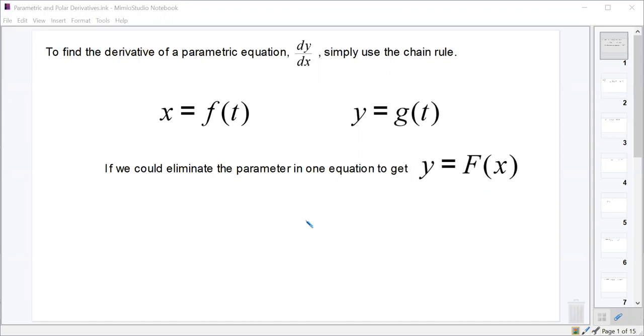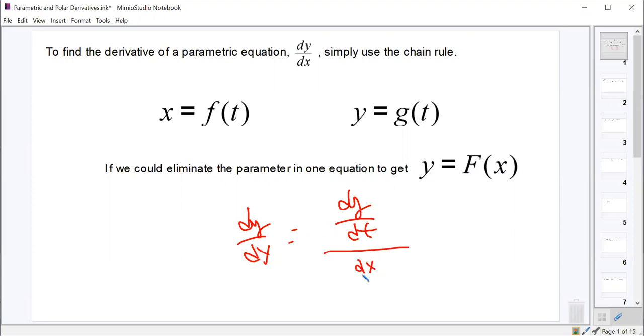Okay. So let's try this again. So if we could eliminate the parameter in one of them, we could then just take the derivative of it if we could get it all into one variable. But if we can't do that, how do we take the derivative of y? Let's say, how would we find the derivative of y? Well, it would just be dy dt. Right? So dy dx should just equal dy dt divided by the derivative of x dt. And you can see the dy dt and the dx dt, the dt's just cancel. Right? So you just end up with dy dx equals basically just dy dx.